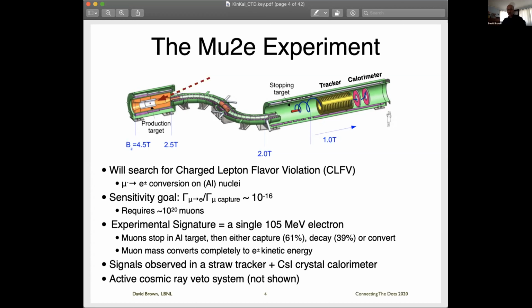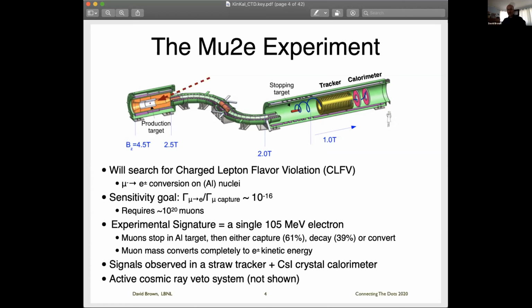So our sensitivity goal is a factor of 10 to the minus 16 relative to the muon capture process, which is the most common process for a muon, which stops, a negative muon stopping on an atom. And to get to that point, we need 10 to the 20th muons, so an obscene number of muons, and that's the new feature of this experiment, plus some of the geometric features, which I'm not going to go into in this talk. The experimental signature for muon to electron conversion is a single monoenergetic electron, 105 MeV, so the rest mass of the muon basically converts completely into kinetic energy.